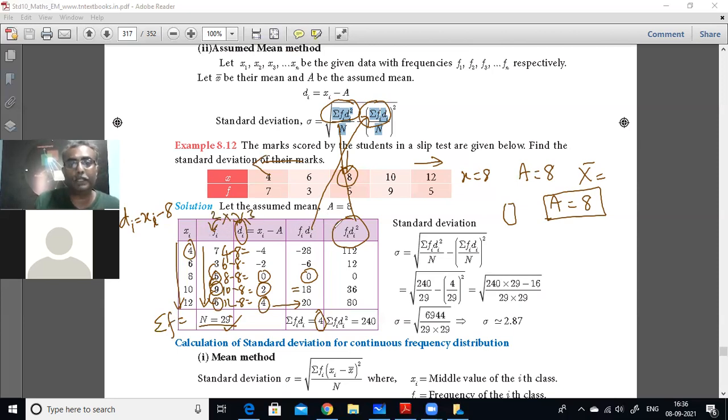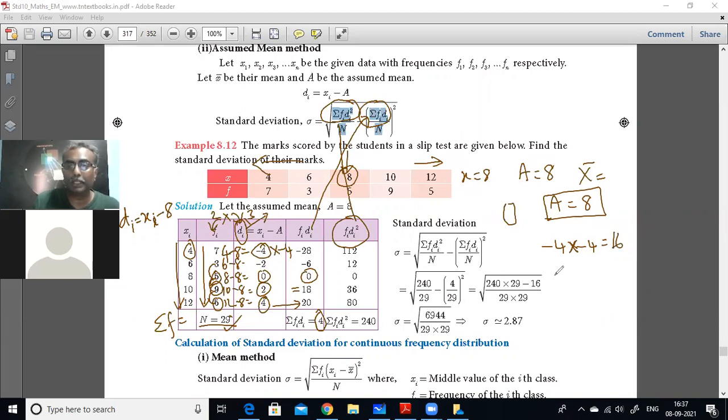Then fi into di squared you have to do. That means you have to square this. So minus 4 into minus 4 is how much? You have to multiply, not add. Minus 4 into minus 4 is 16. 16, correct.